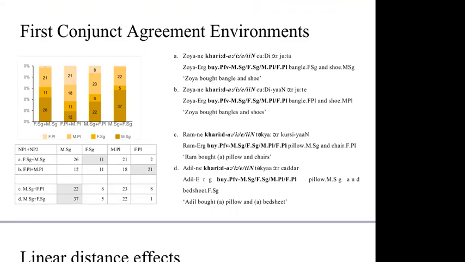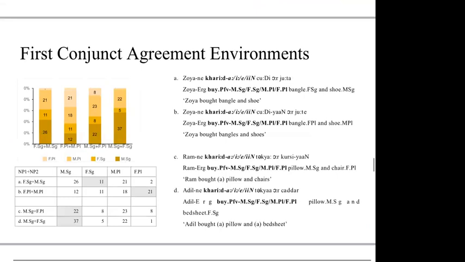Okay, so now leading into the questions, first conjunct environment. In Hindi, you can scramble, so scrambling can also change the facts of this. So Zoya ne kharida, kharidi, kharide, churi, or chuta. Again, it's about the same. 10 people agreed with feminine singular in the last conjunct environment, and in the first conjunct environment, 11 people did.